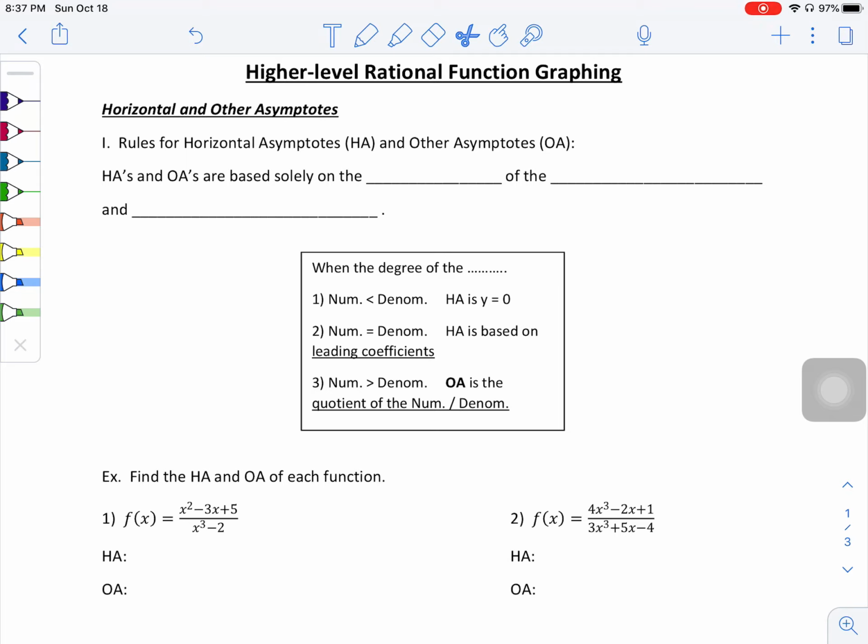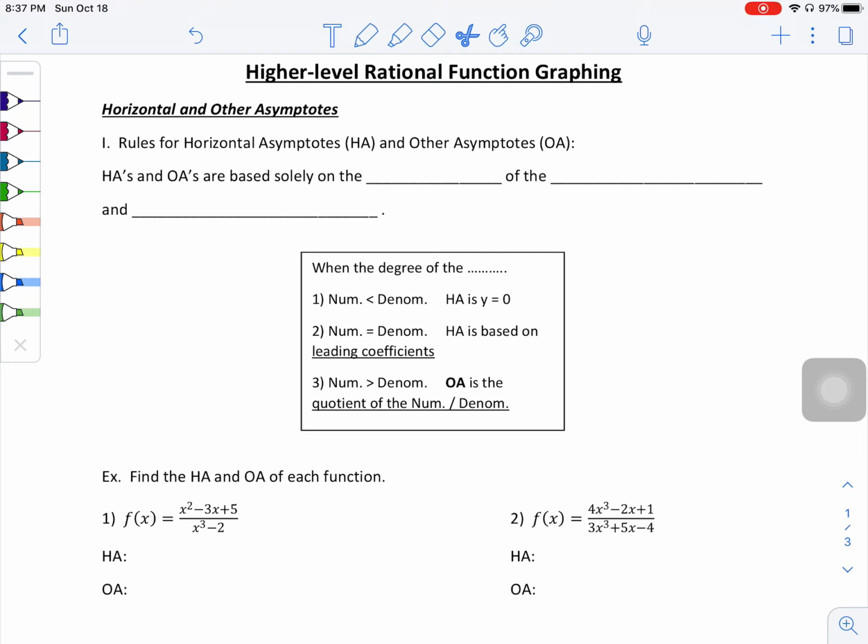However, in some cases, you're going to have a horizontal asymptote. In some cases, you're going to have what's called an other asymptote. They can be oblique asymptotes, which are slant asymptotes. You can have parabolic asymptotes. You can actually get into even higher degree asymptotes than that.